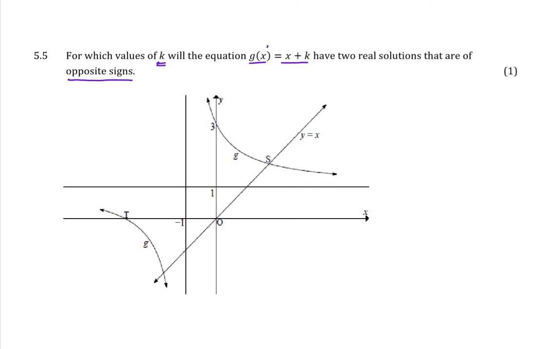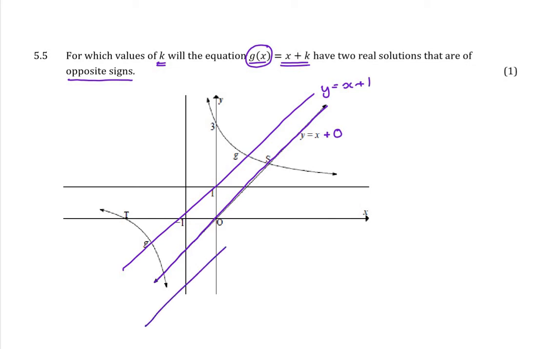Now g is the hyperbola. So normally we have g of x equals k, and we've done loads of those, and we draw horizontal lines representing the constant, and for once that's not a constant. X plus k is a straight line. In fact, this is y is equal to x plus 0. That would be y is equal to x, y is equal to x plus 1. This would be y is equal to x minus 1.